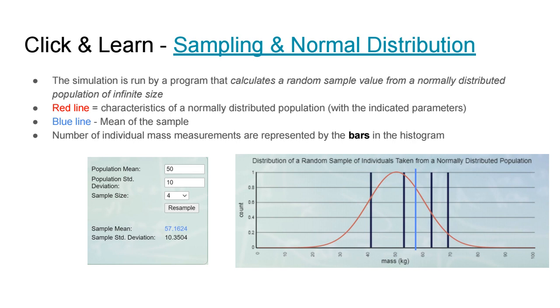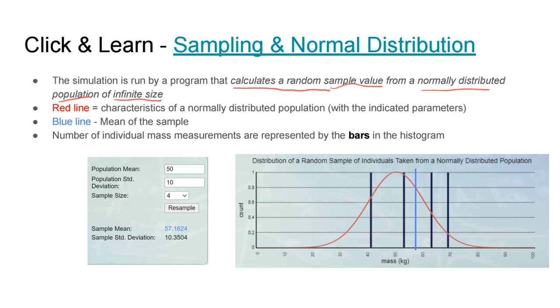You do not need to have access to that simulation during this video, but I will give you access to the link when we do the assignment in class or as homework. The simulation is run by a program that calculates a random sample value from a normally distributed population of infinite size. What does that mean?